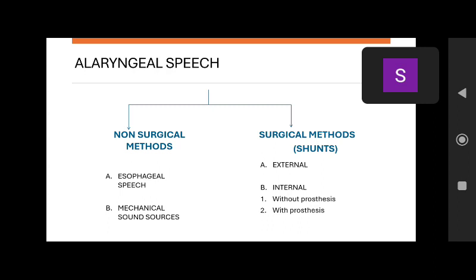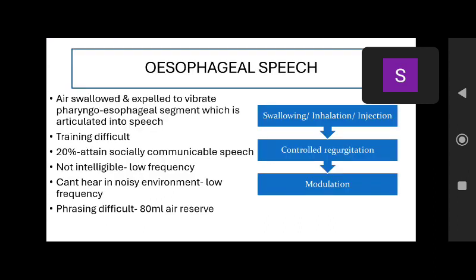Non-surgical includes esophageal speech and mechanical sound devices like the artificial larynx. Surgical methods include creation of a shunt, which is either external or internal, either without or with prostheses. So this is the mechanism of esophageal speech: the air is swallowed and expelled to vibrate through the PE segment, which is articulated into speech.